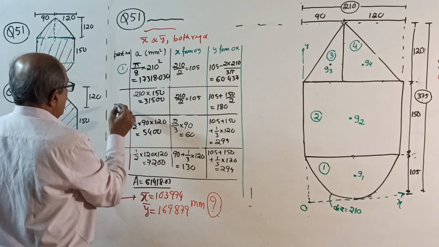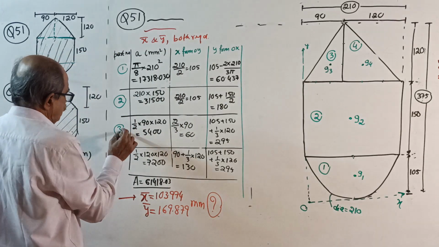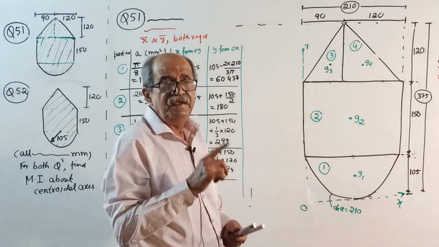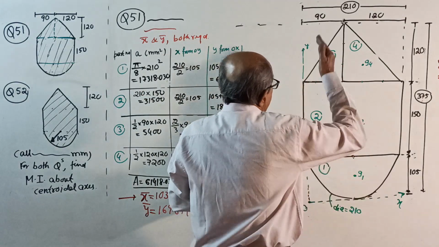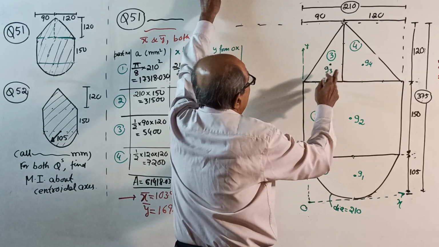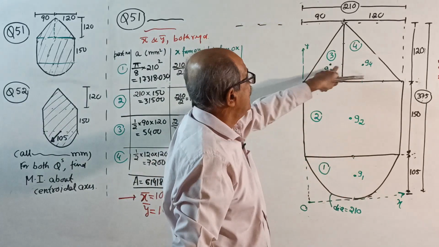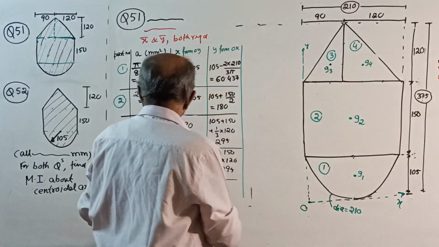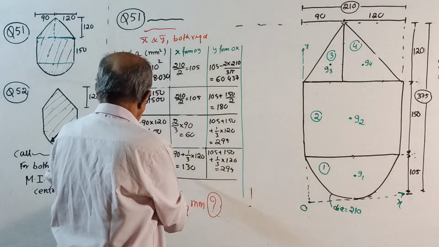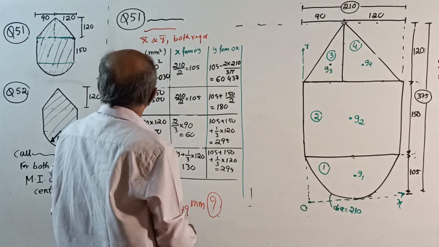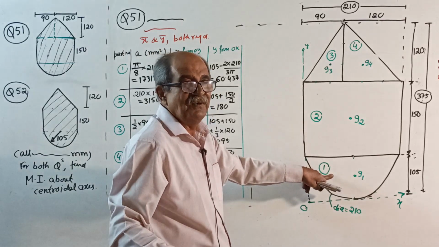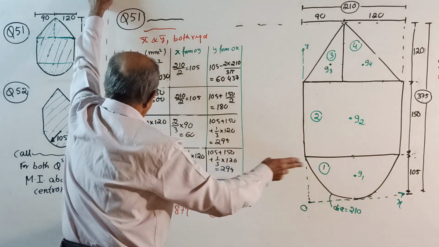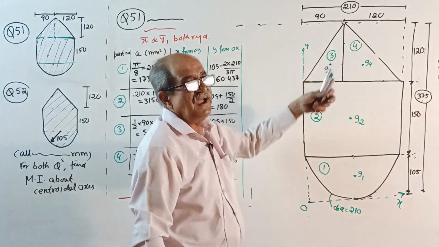Part 1, part 2, part 3, part 4, your choice. As usual, we will take the origin here. Remember, you write the origin here, x, y. Start with the area. I don't have to explain the area. Half base into height, half base into height, base into height, and here pi by 8 of diameter square. Numbering is correct. Oh, this is 1, okay, correct. So 1 is pi by 8 of diameter square, 2 is base into height, and 3 and 4 are half base into height. That is not a problem.